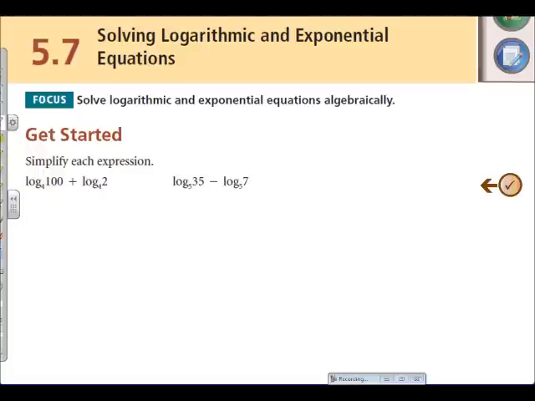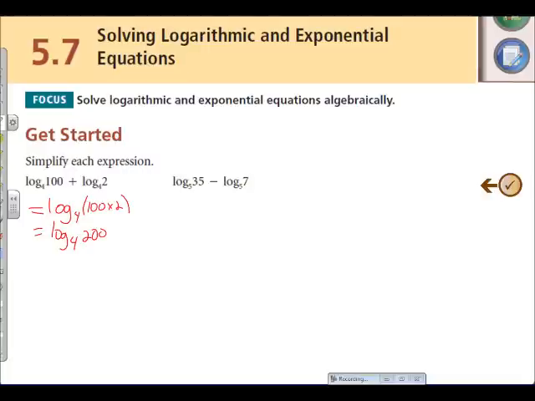Let's review. Simplify each expression. So bring it together. Log base 4: they have to be the same base in order to combine them together. If we're adding them, that means we're multiplying inside. So log base 4 of 100 times 2, that gives us 200. And now you say, can I get that to a base of 4? No, 200 can't go to base 4, so it stops there.